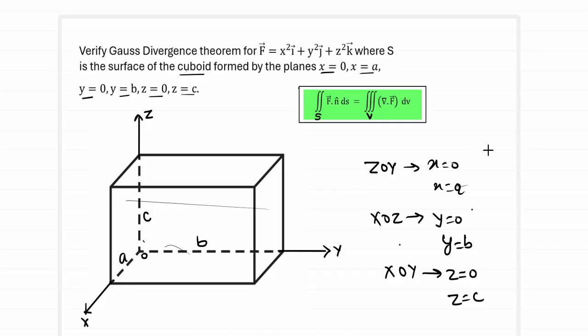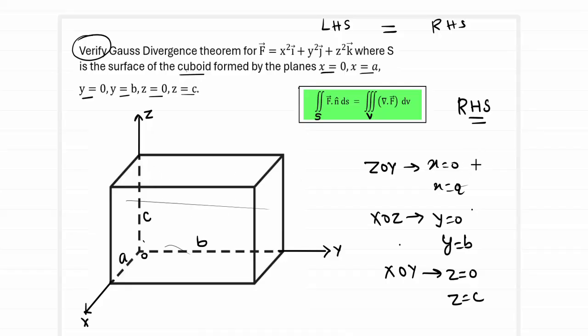So when it comes to a volume integration, what is going to be my right hand side? Let us begin with the right hand side. You will have to keep in mind, whenever the word verification is given, you have to compute a left hand side, compute a right hand side, and then show that both are one and the same. So we will begin with the right hand side. What is there in the right hand side? Triple integral over V of del dot F dV. So the volume of the cuboid has to be estimated.